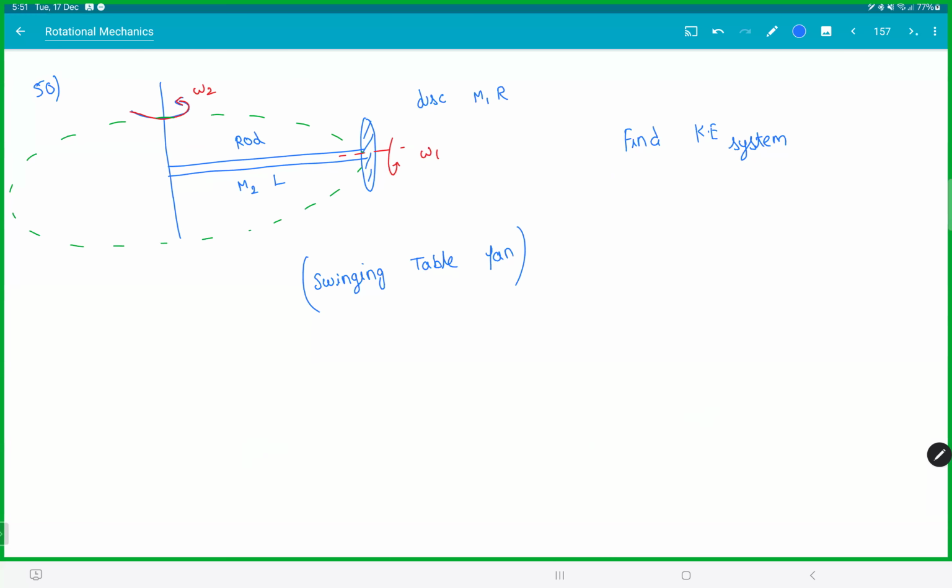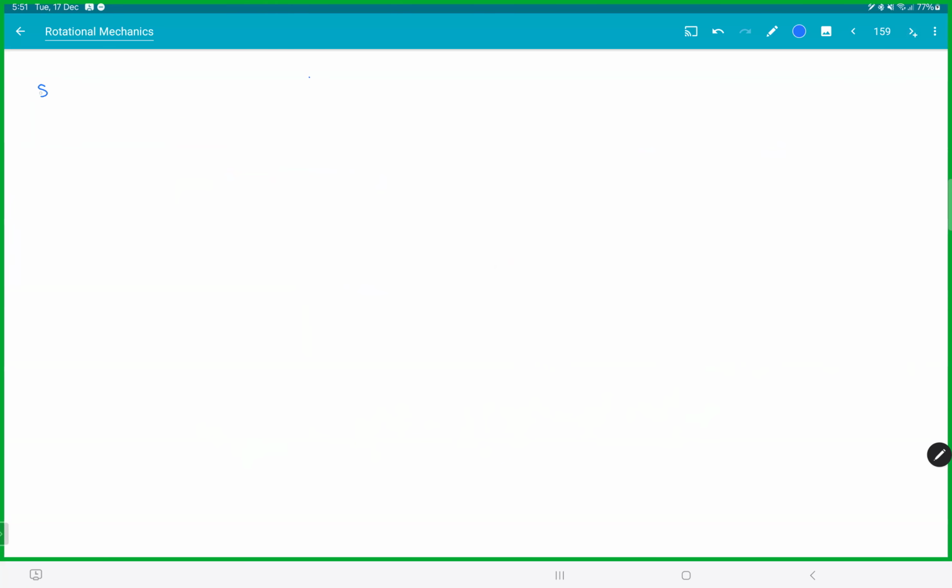Let's see some one or two easy ones, and then we'll go ahead. Let's say we got a rod here, mass m, length L, released from rest. When the rod becomes vertical, find omega and the hinge reaction when the rod becomes vertical.